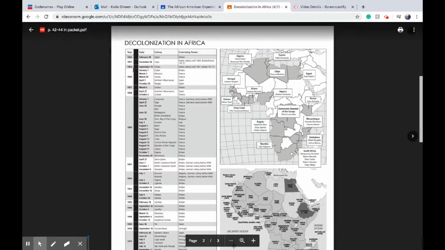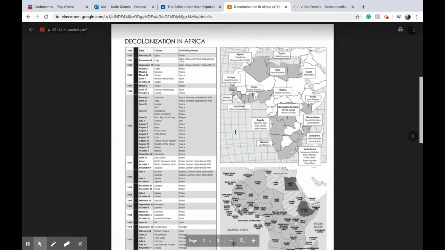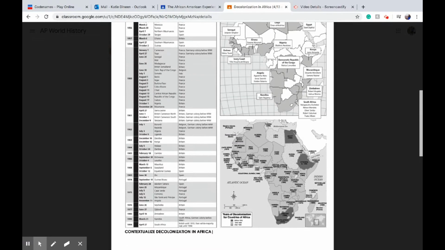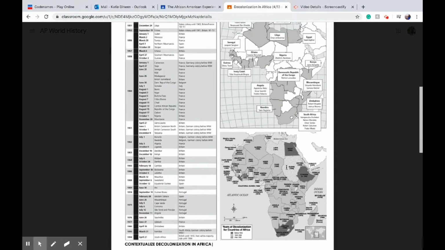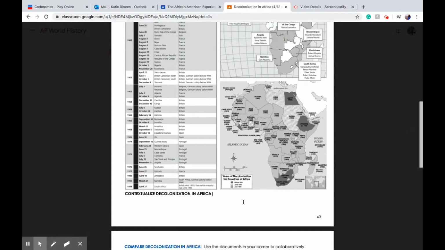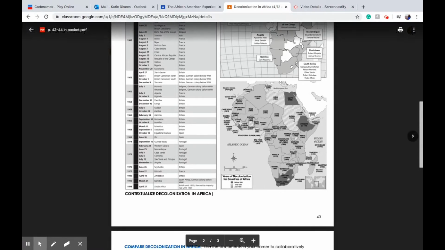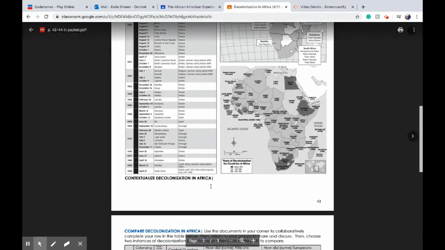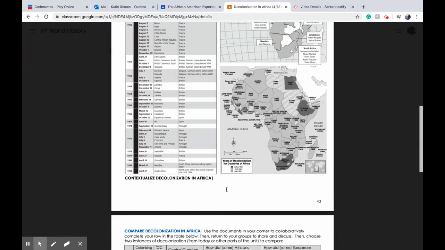After World War I and World War II, with the exception of Egypt, we saw many European nations either voluntarily leaving their colonies in Africa or unable to maintain their colonies in Africa. So when we're contextualizing decolonization in Africa, it's important to know that European nations, who previously controlled many of the colonies in the continent, began to move into something called neocolonialism.